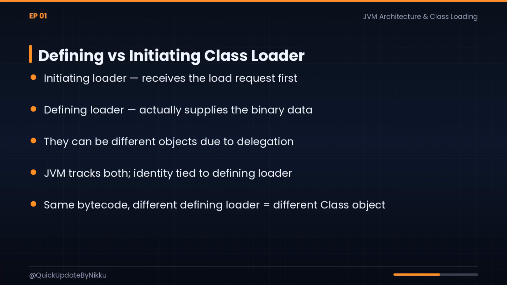When class loader A delegates a request to class loader B, A is the initiating loader and B is the defining loader. The JVM uses the defining loader as part of a class's identity, so if the exact same bytecode is loaded by 2 different defining loaders, the JVM treats them as 2 completely different types. This is the foundation of application server isolation and the source of many ClassNotFoundException surprises in frameworks.